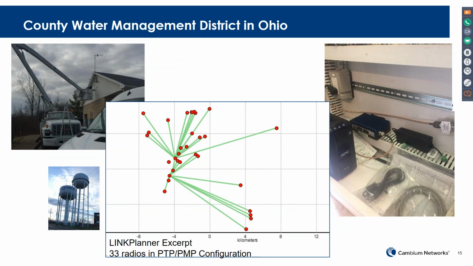This water utility customer is the Coulter Water Management District in Ohio. You can see from the network picture here, we used Link Planner to help this customer plan the network. This network contains 33 radios operating in PTP and PMP mode.